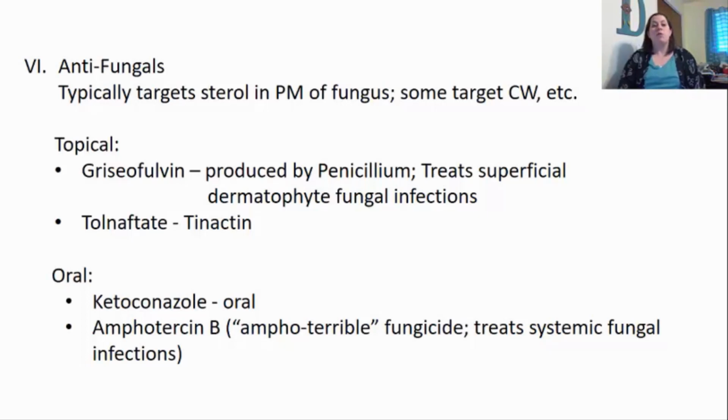On the other hand, some oral antifungals are going to deal with the deeper-seated fungal infections that we have to treat. So ketoconazole is an oral type of antifungal, and so is amphotericin B. This is the amphoterrible fungicide. This one treats systemic fungal infections, so fungal infections that are more deep-seated and affecting multiple systems.